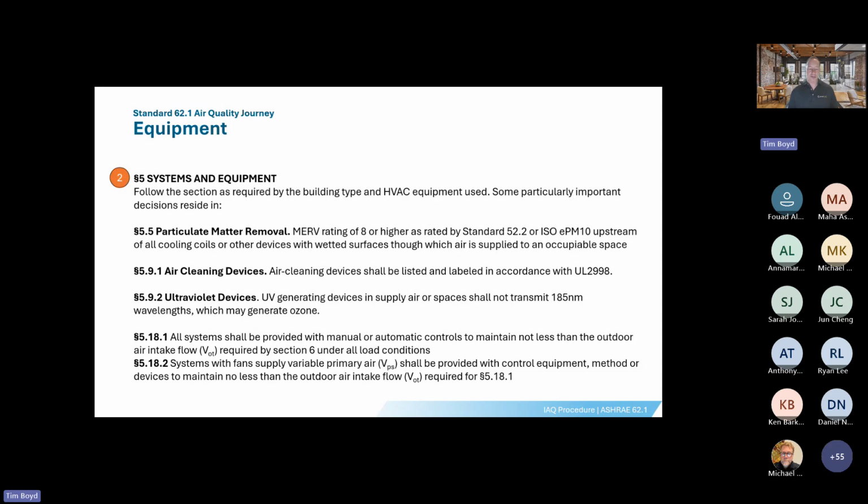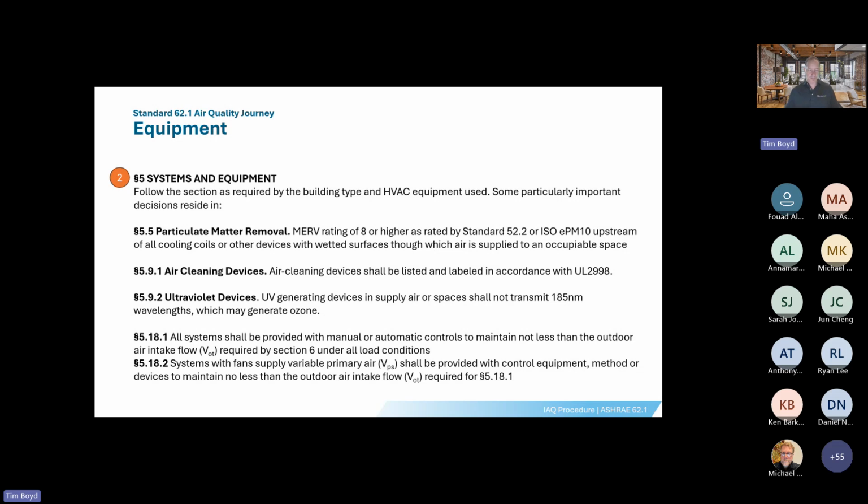If you're adding any air cleaners into your system, they're required to meet the no-ozone certification known as UL 2998. That's pretty standard. You're bringing in natural ozone from outdoors, and you just don't want to add any additional ozone to the air as you're trying to clean or sanitize it. Similarly, 5.9.2 covers ultraviolet devices. They can also produce ozone, so there's a requirement that they do not transmit 185 nanometer wavelengths, such that you can eliminate the ozone there as well.